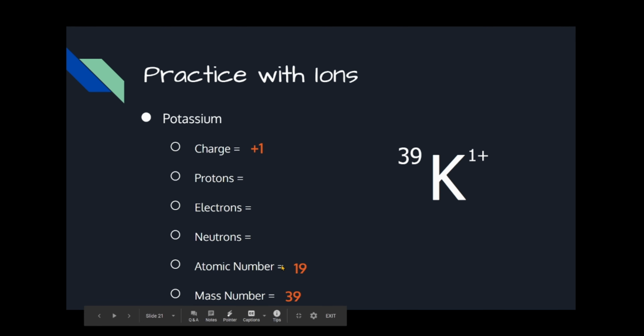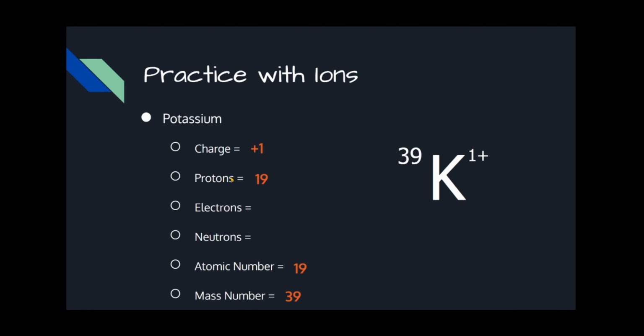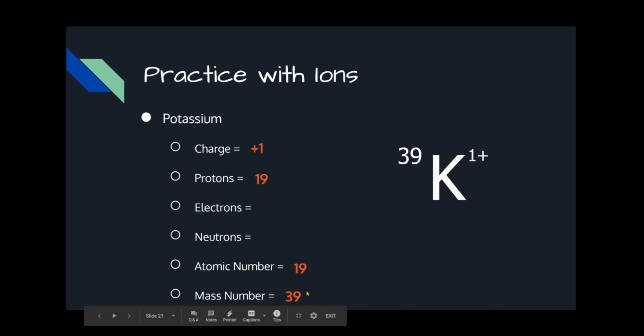All right, the atomic number tells me the number of protons, so I can fill that in. Now I'm going to leave electrons until the end, just for this example. Let's go on to neutrons. Now the way we find neutrons, mass number again is protons plus neutrons. So I'm going to do 39 minus 19 and I get 20.